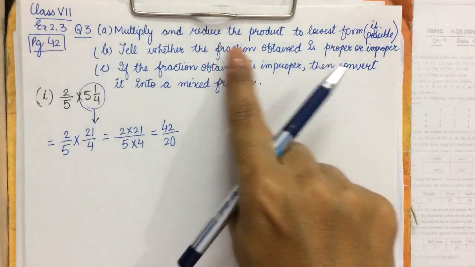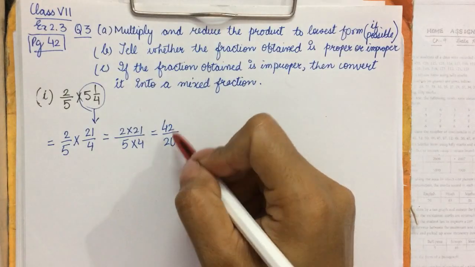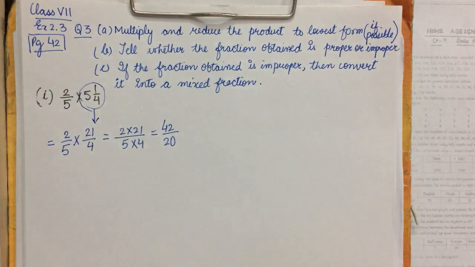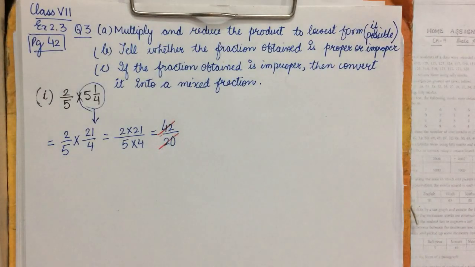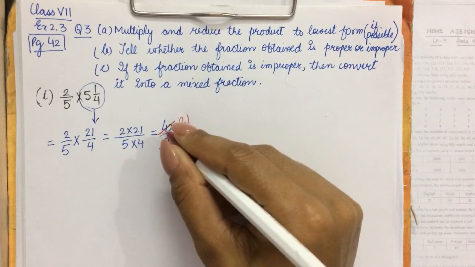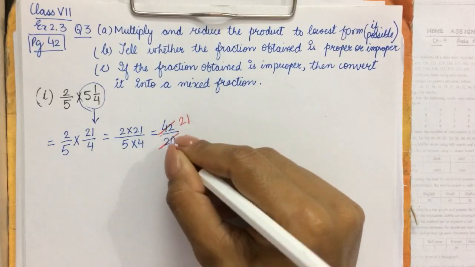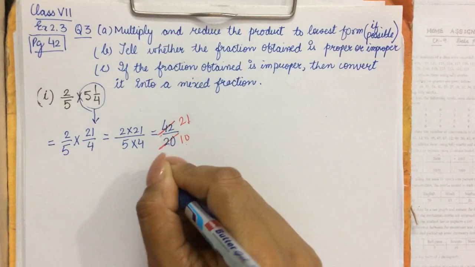Now I will reduce to the lowest form. Lowest form means I'll try to see if cutting is possible. Both of these numbers, the numerator and denominator, are even. I'll divide them by 2. So dividing by 2, 42 divided by 2 gives 21. 20 divided by 2 gives 10. See if further cutting is possible. I get 21 by 10.